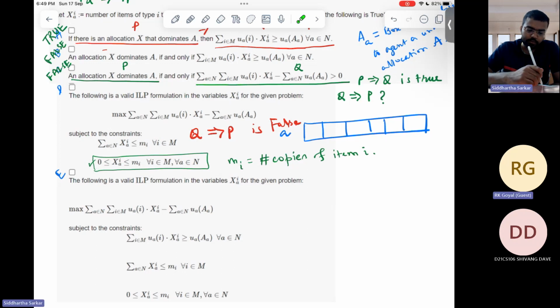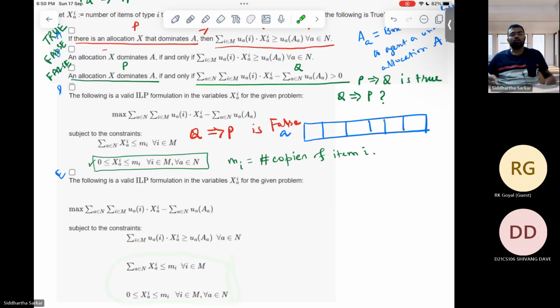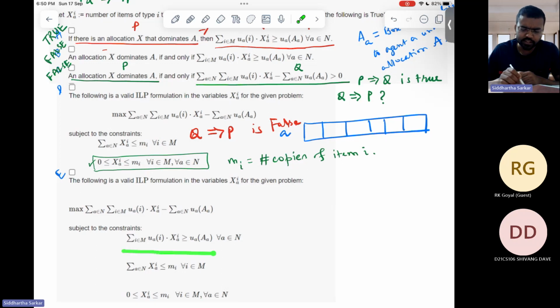So this one is saying the same thing, that the objective function is to maximize the difference of utilities under the two schemes of allocation A and X. And these two constraints are the same, that you do not allow more allocation than the available supply. So there's an additional constraint, whether it makes sense or not, let's look at it.